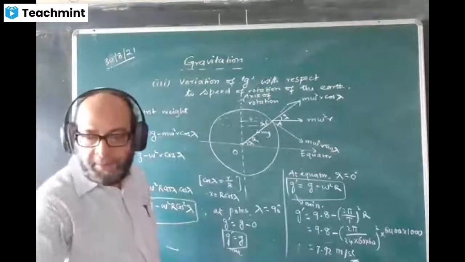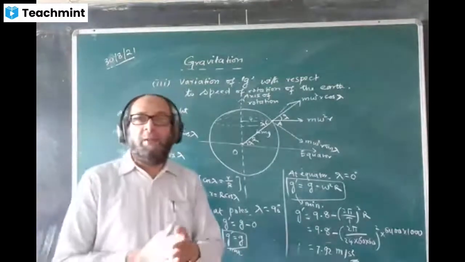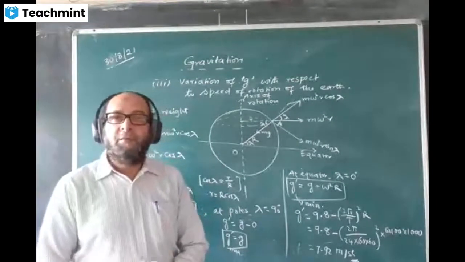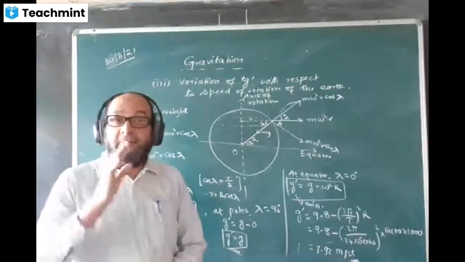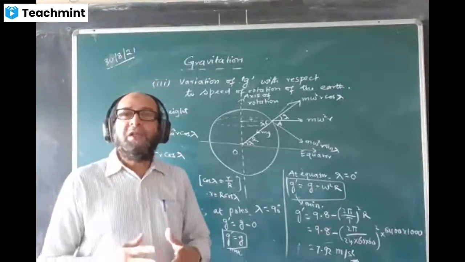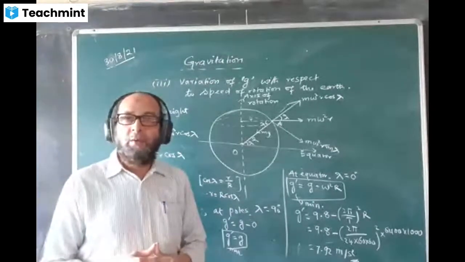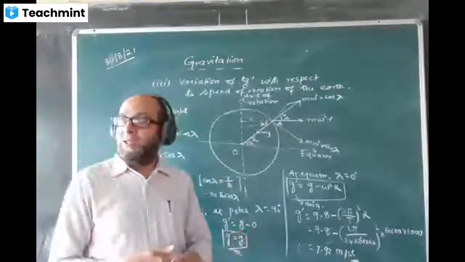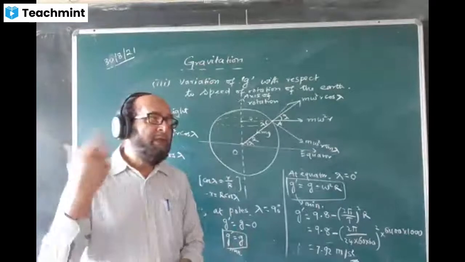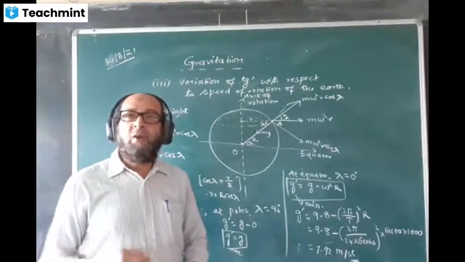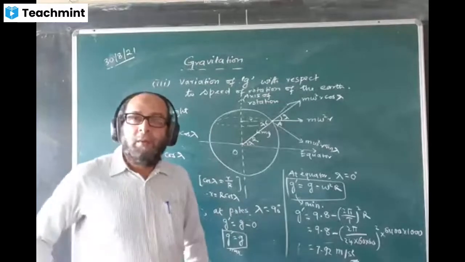If a question comes, what happens to the value of G when the speed of rotation of earth is increased? The value of G decreases, but except at the poles. That point also we must write, because no variation takes place at poles. No matter how much speed of rotation the Earth is having, or how much less the speed of rotation the Earth is having, variation does not take place at the poles.